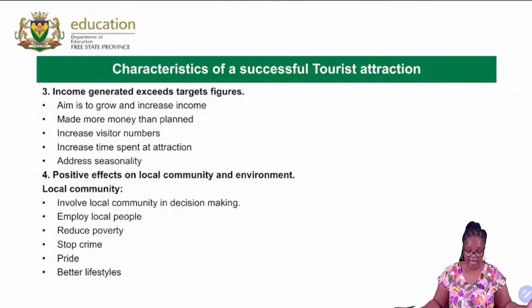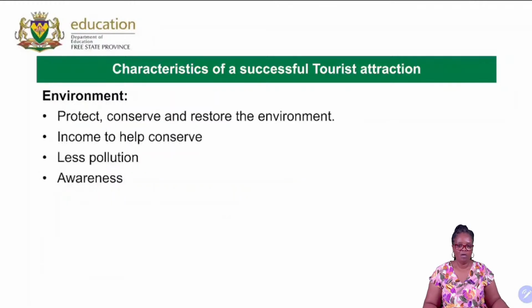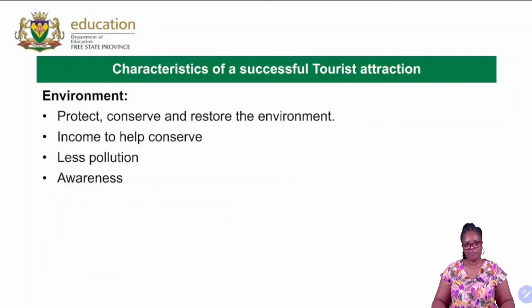If there is poverty everywhere around the area, and the people there are doing crime, they don't have jobs, but we have a big attraction in the area, that attraction is not successful, and it will never be successful because tourists will be scared to come to that community whereby the crime is high. They don't go to places whereby the crime rate is high. So that's why we say that the attraction must have a positive effect on the local communities. Then we will call it a successful tourist attraction.